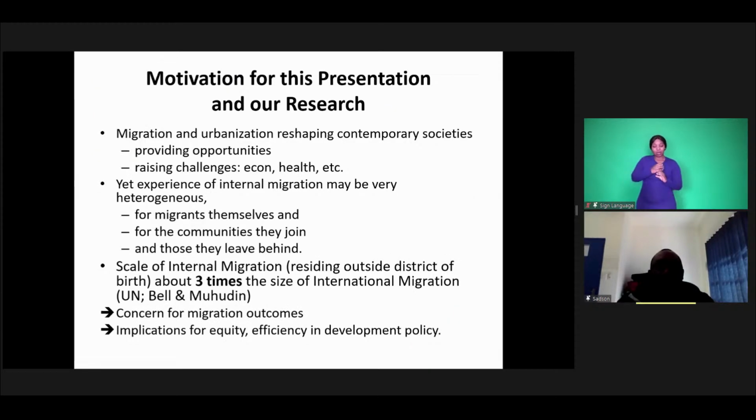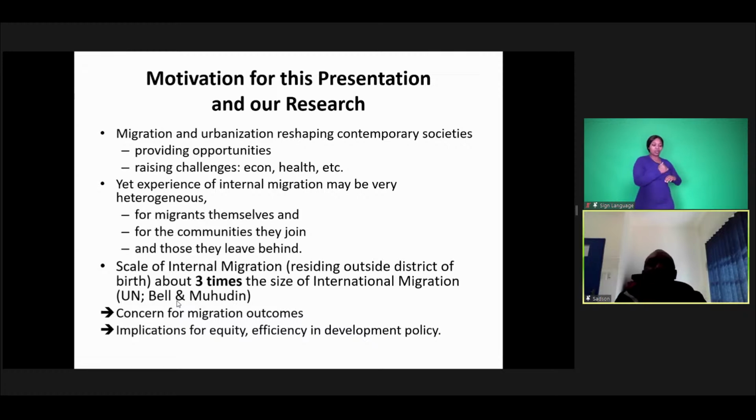So this is the motivation for the presentation. Migration and urbanization is generally reshaping contemporary societies, which involves providing opportunities such as breaking intergenerational traps of poverty. Again, it raises challenges at the same time on the economic health of the people and socially. Experience of internal migration may be very heterogeneous, such as for migrants themselves, for the communities they join when they migrate, and those they leave behind. This means families are left behind and their partners as well.